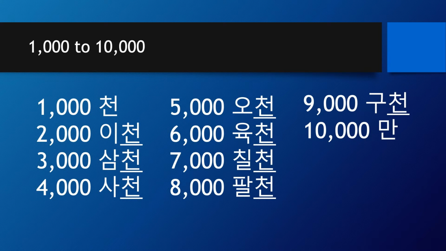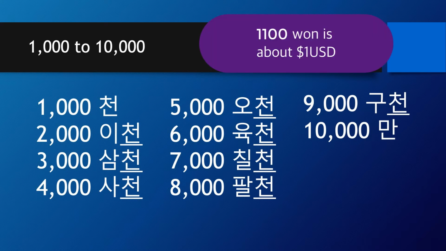These are important numbers because most likely when you go to Korea, the typical price range that you're going to spend in small cash is either in 1000 units or 10,000 units. 1,000 Korean won is roughly equivalent to US $1.